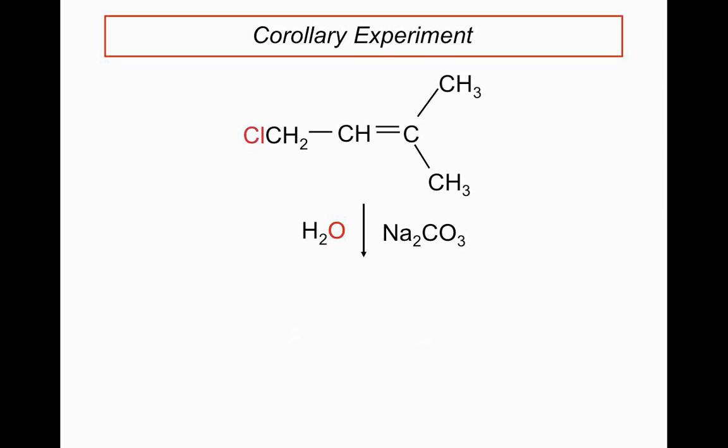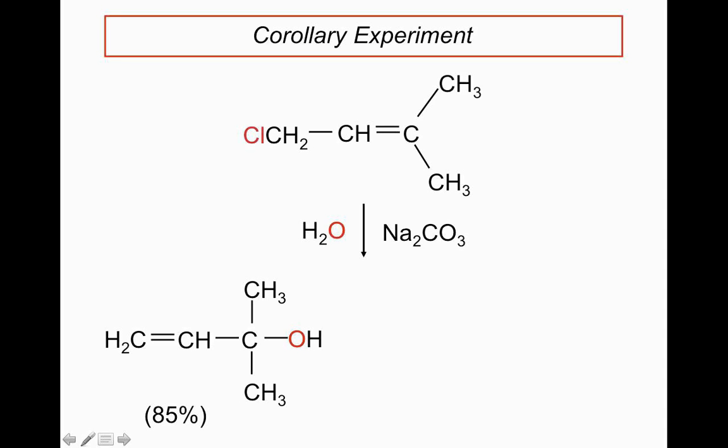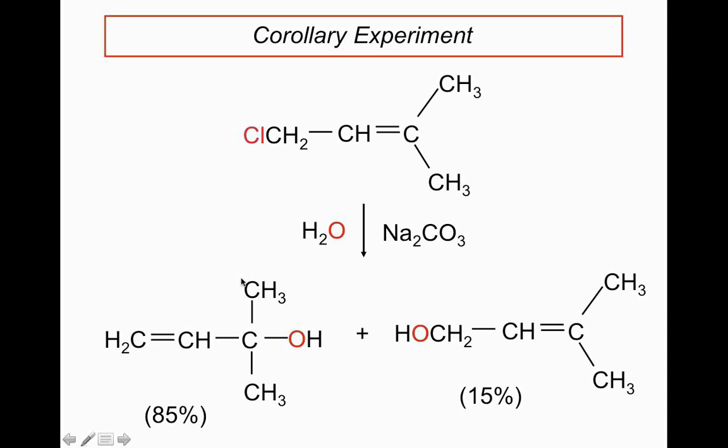We can do a corollary experiment where we also hydrolyze the chloride from an isomer of our previous structure, replacing again the chloride leaving group with water. You should be able to predict that the resultant products from this reaction are the same resultant products from the reaction on the previous slide with the isomer of this compound. What should be surprising to you, however, is that the relative ratio of products in this reaction is the same as the relative ratio of products we saw on the previous slide. Even though the chloride leaving group is on a primary allylic position, we get more tertiary allylic alcohol as our product than we do primary allylic alcohol.